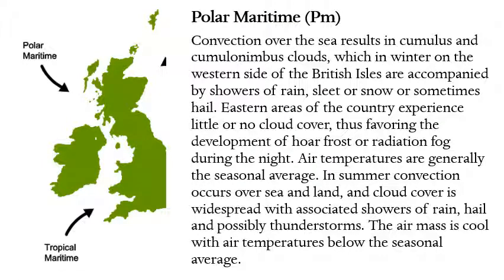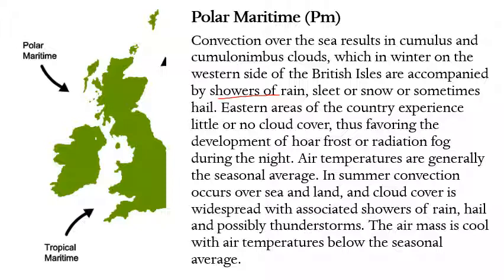Convection over the sea results in cumulus and cumulonimbus clouds, which in winter on the western side of the British Isles are accompanied by showers of rain. So, as we can see in the picture, this is the British Isles. Okay, so makikita na natin agad kung sa continental air masses, maganda yung panahon. Dito sa maritime air masses, just like the polar air mass, meron na agad tayo ditong showers of rain, sleet or snow. Ibig sabihin, meron na tayong precipitation.